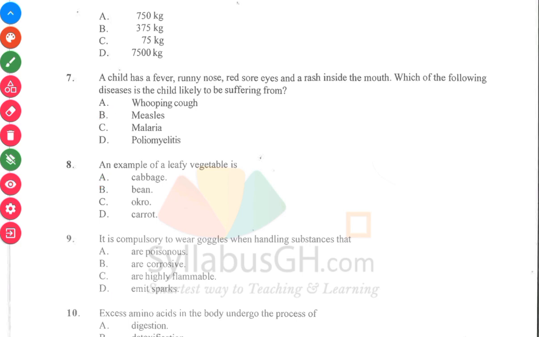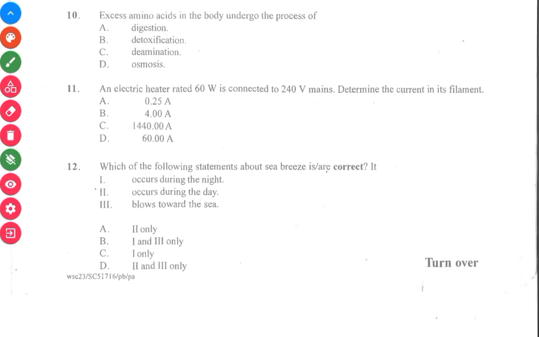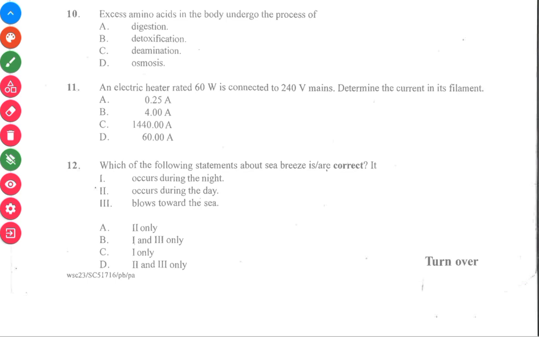So let's move on to question 10. Excess amino acid in the body undergo the process of A. Digestion. B. Detoxification. C. Deamination. D. Osmosis. Question number 10. The answer is C. Deamination. That is removal of excess amino acids.